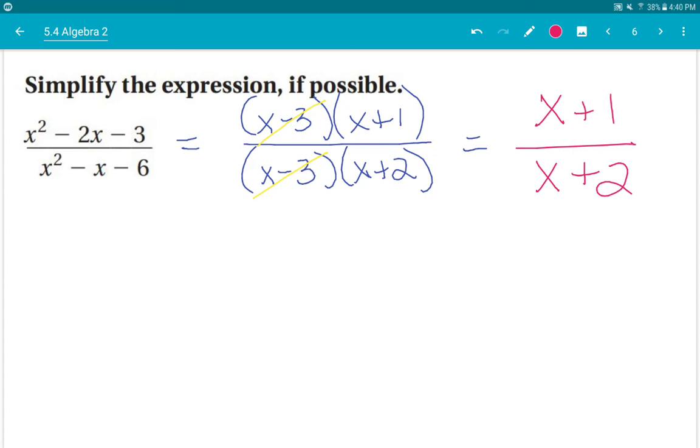Like I said before, we cannot break up any marriages here, so we cannot separate the x from the 1 and the x from the 2. So therefore, this is going to be our final answer here, x plus 1 over x plus 2.